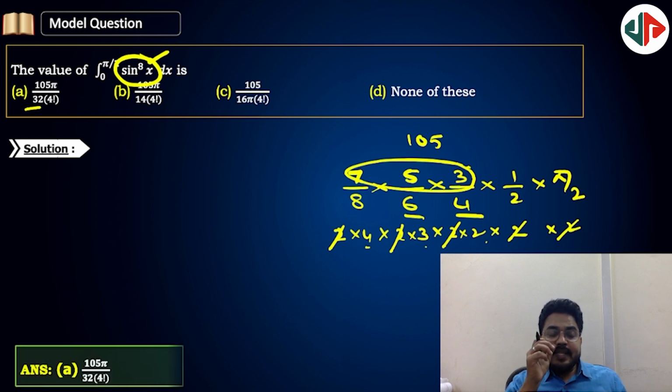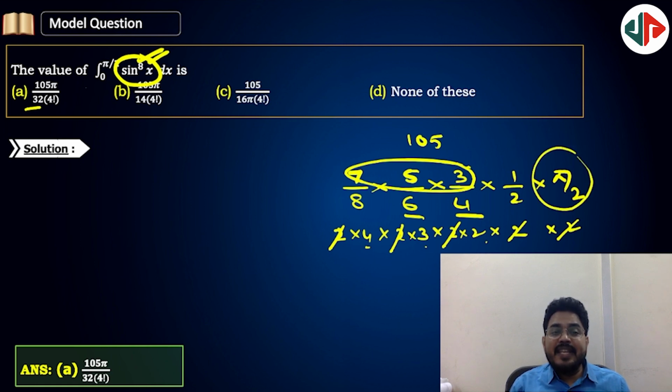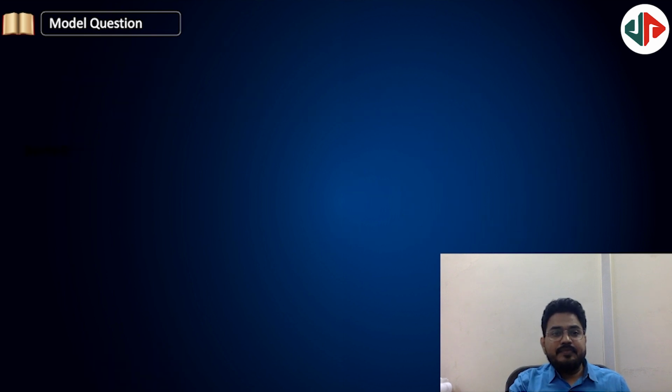So the answer is equal to A. So sine power 8x or cos power 8x, whatever. So integral 0 to pi by 2, very simple: n minus 1 by n, keep on writing. If the last number is even, you will be writing pi by 2. If the power is even, you write pi by 2.